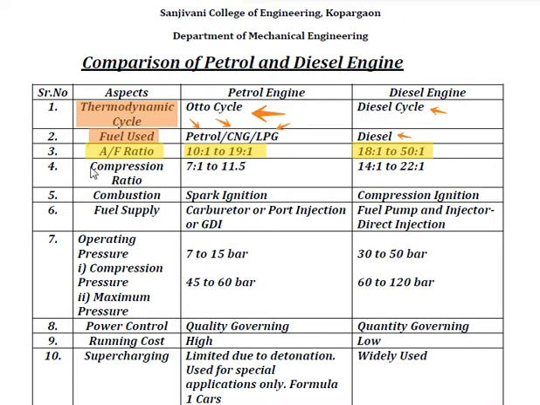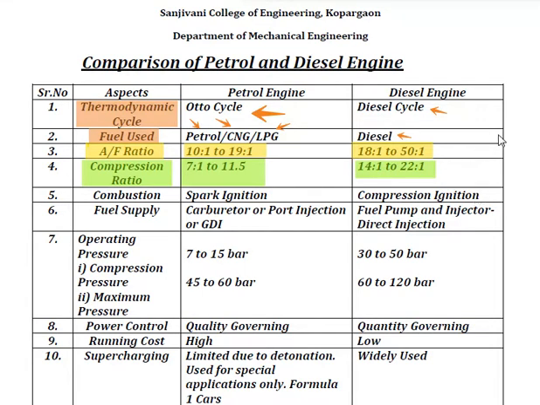The next comparative point is the compression ratio. The compression ratio for a petrol engine is in the range of 7:1 to 11.5:1. Now 11.5 is actually called the highest useful compression ratio in case of petrol engines, whereas in diesel engines the range for compression ratio is 14:1 to 22:1.